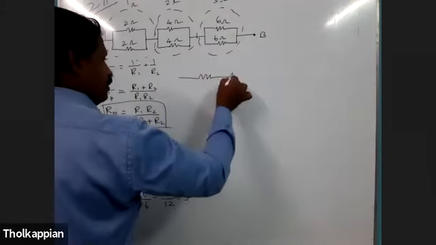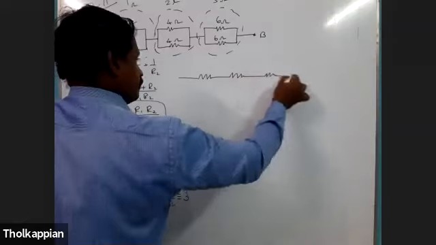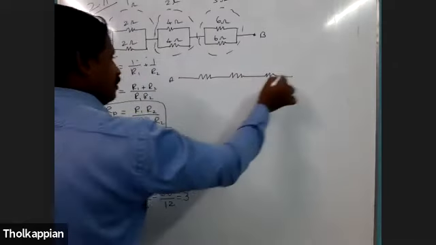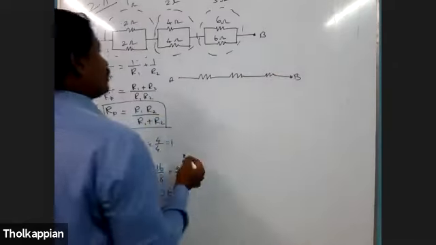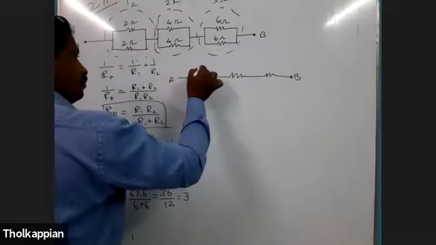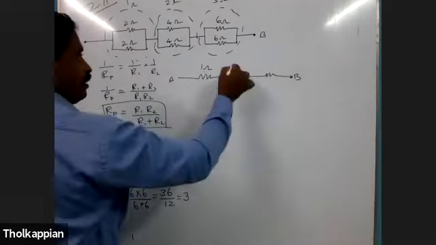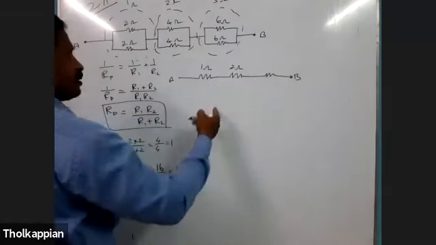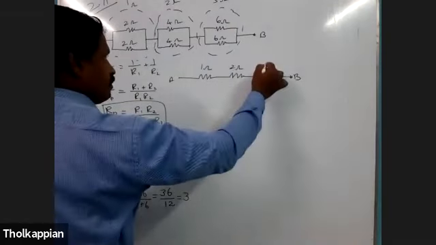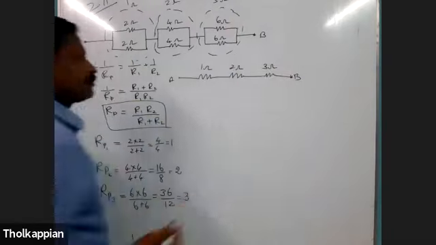Now the circuit can be drawn like this. This part is A and this part is B. Here this is 1 ohm. This effective value is 1 ohm, this effective value is 2 ohms and this effective value is 3 ohms.